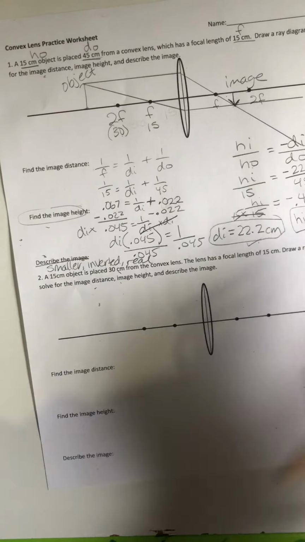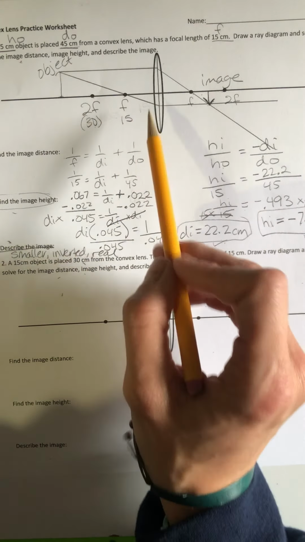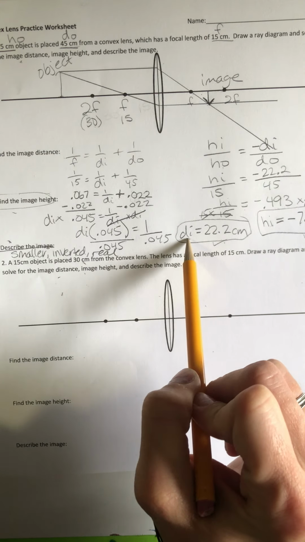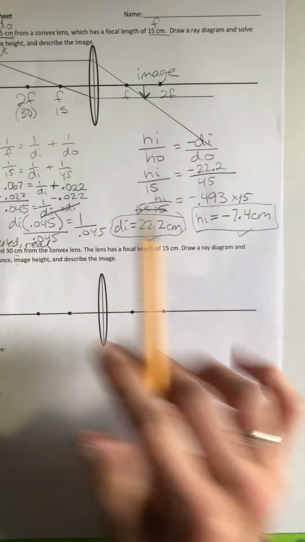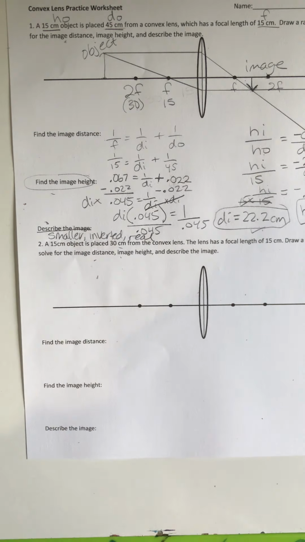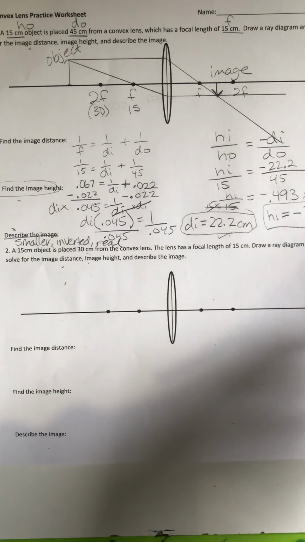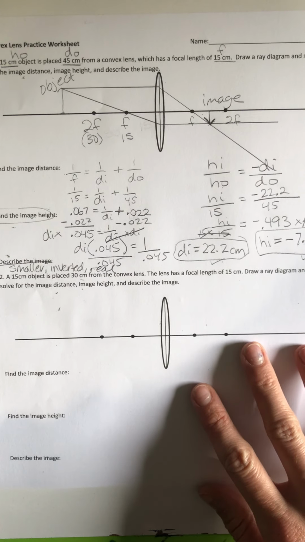So this would be a complete problem where you have drawn the diagram, you solved for the distance of the image, and you solved for the height of the image, and you were able to describe the image. So there are 3 more for you to practice with, and those are your notes for today.